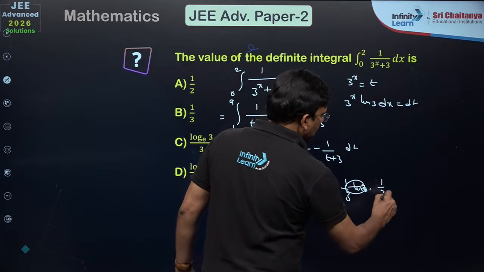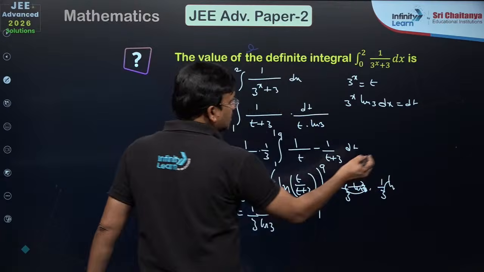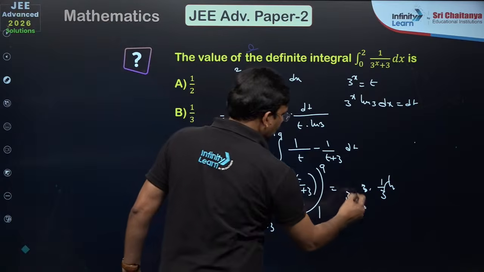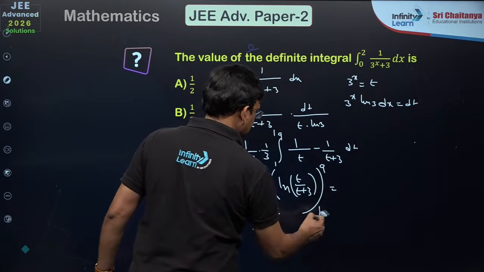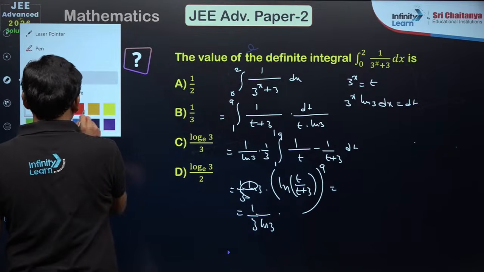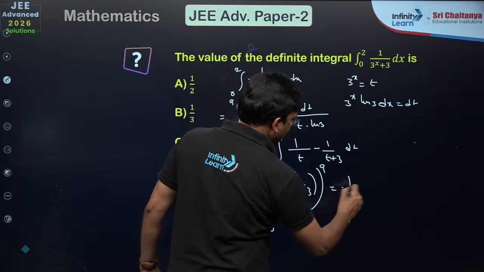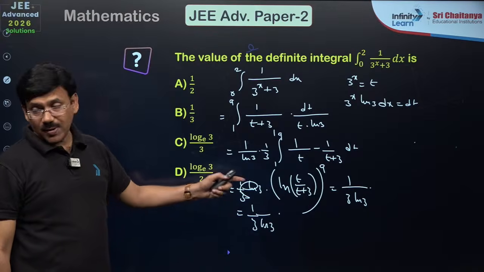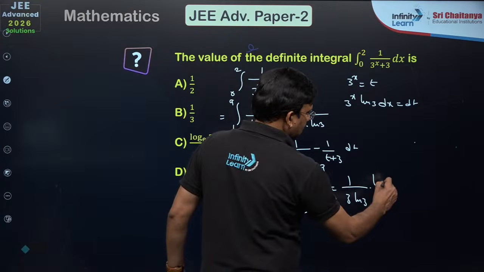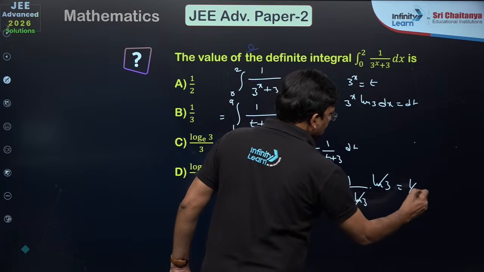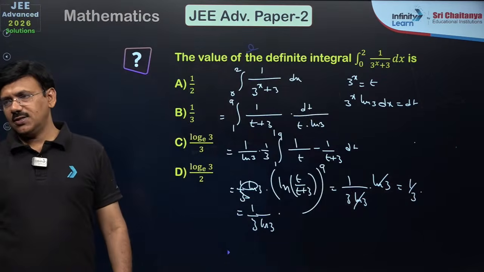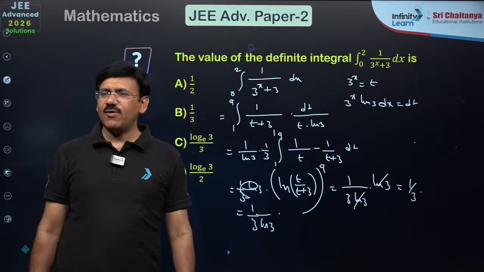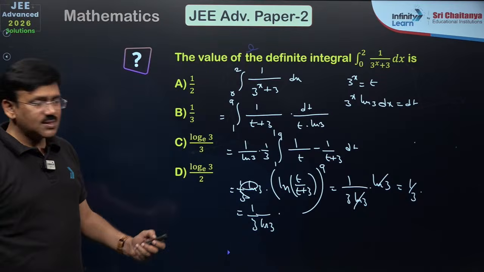So you can just write it like this. It is a simple question. So this is 1 by (3 log 3) into log of 9 by 12, 3 by 4, minus 1 by 4, this becomes log 3. So this gets cancelled, and 1 by 3 is the answer. Very simple question, right? For the value of the definite integral, just take 3^x equal to t, and obviously it becomes a simple integral.